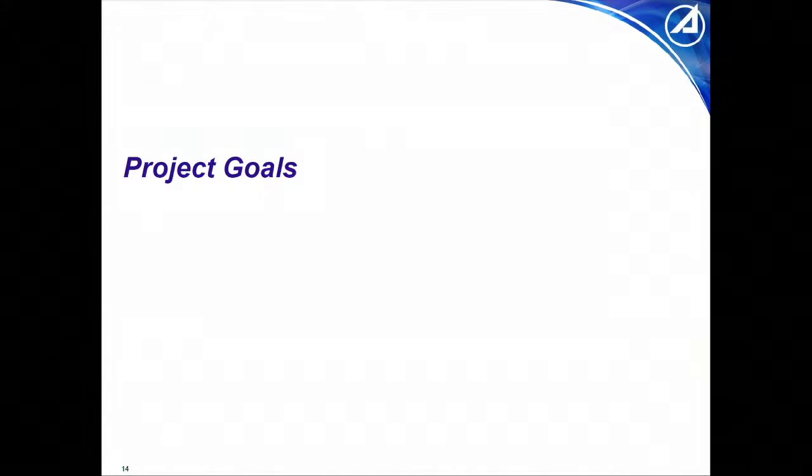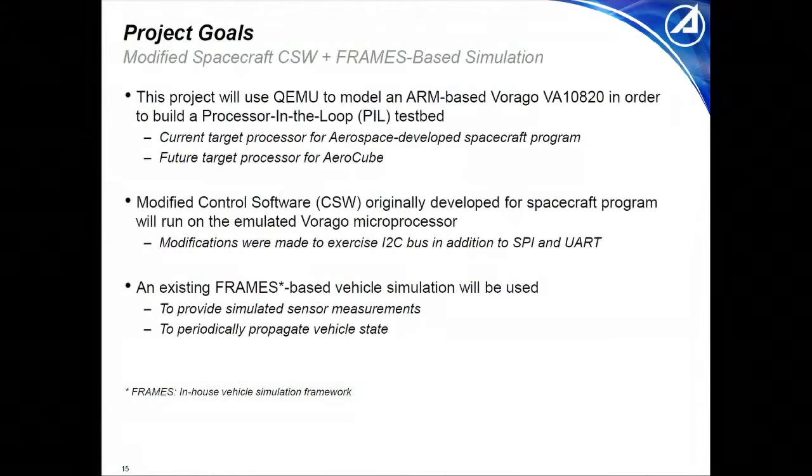So now I'm going to get to our actual project. That was just QEMU, the technology, and the emulated processor in the loop testbed, the technology. But what did we actually want to do, right? Basically, we wanted to use QEMU to model an ARM-based VA10820 from Vorago. Vorago Tech is a company out of Austin, Texas that makes radiation-tolerant systems on chip. We wanted to build a PIL testbed for the spacecraft program I was talking about, which I can't talk too much about, and potentially because we might use this processor for our AeroCube CubeSat program.